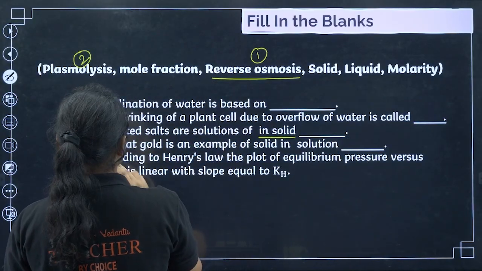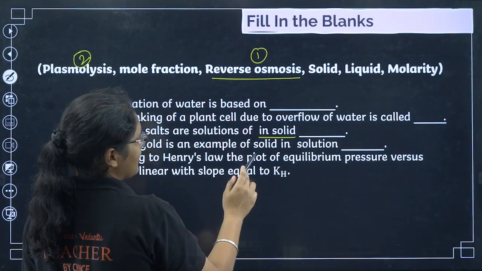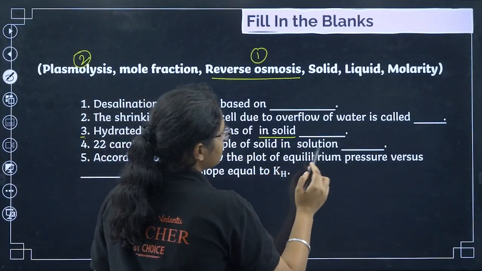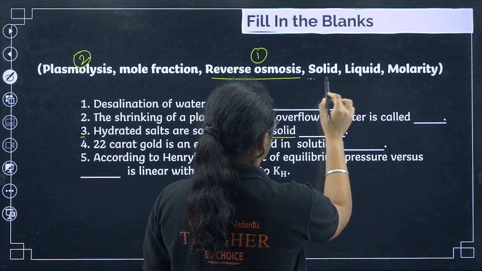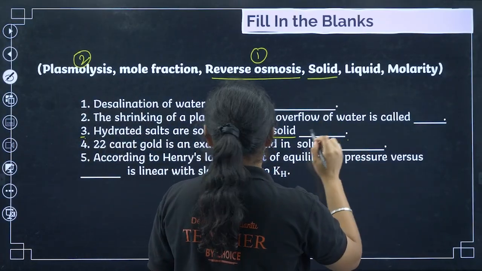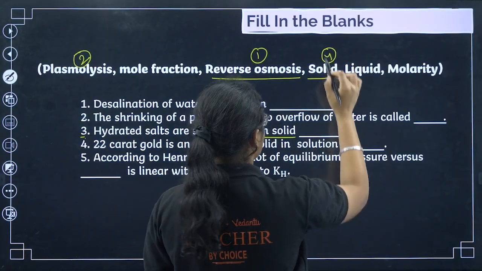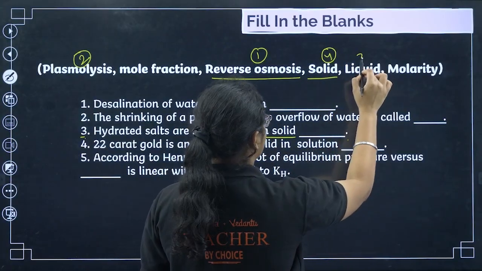Let's see the other questions. 22 karat gold is an example of solid in solution of solid, right? 22 karat gold, this one will be option number 4, and then this one, solid in liquid, this is 3.